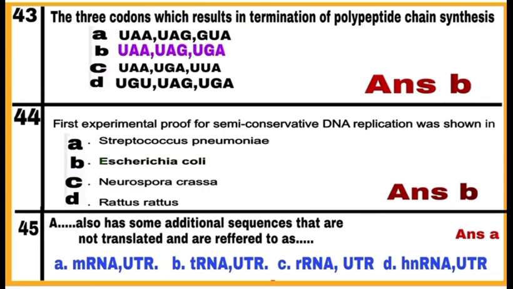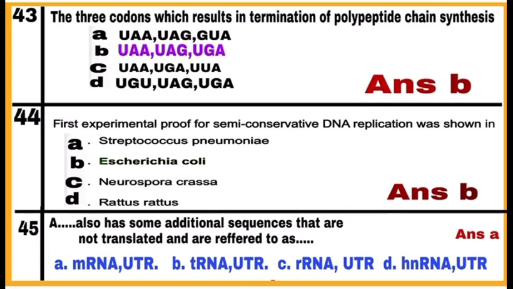Question 44. First experimental proof for semi-conservative DNA replication was shown in Escherichia coli. So here mark B as a correct answer.